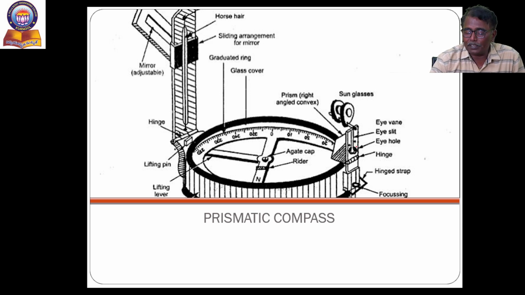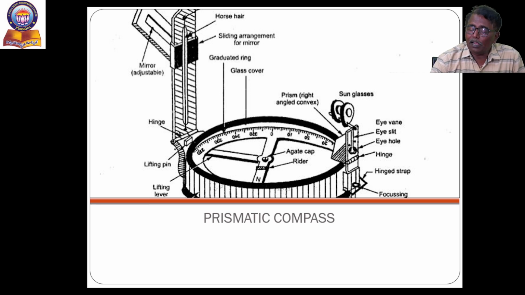The eyepiece consists of a prism. A built-in prism is provided inside. The prism is covered with an aluminum or brass casing, and is provided with an eye slit and eye hole, which can be adjusted to the eyesight. So a focusing stud is provided, so that by adjusting this focusing stud, the location of the prism can be raised or lowered, so that when you are looking through the eye hole, the reading will be clearly visible. Based on your eyesight, this adjustment should be done.